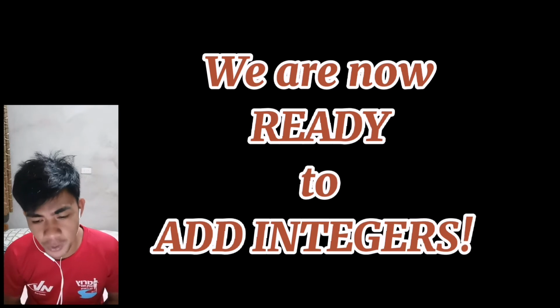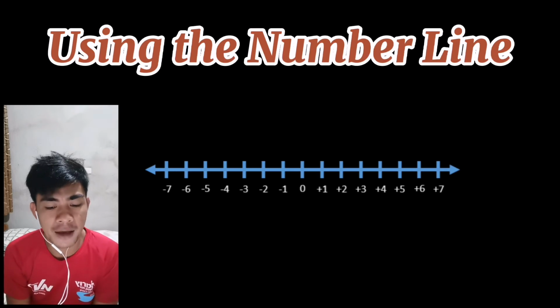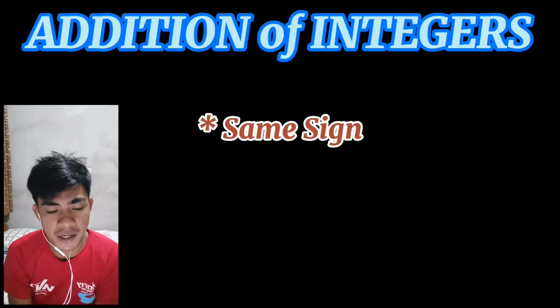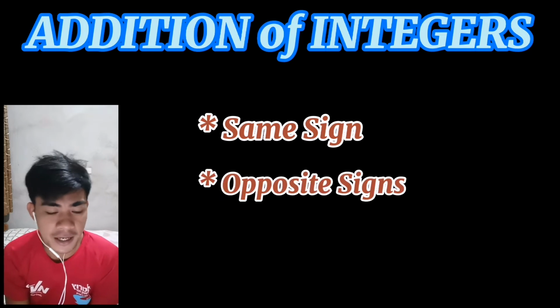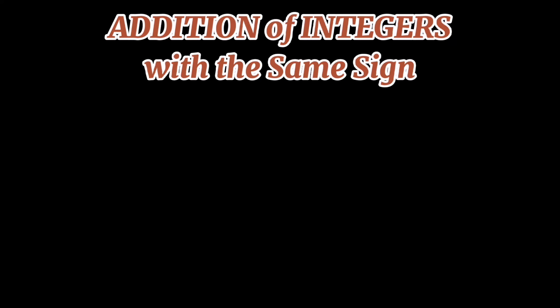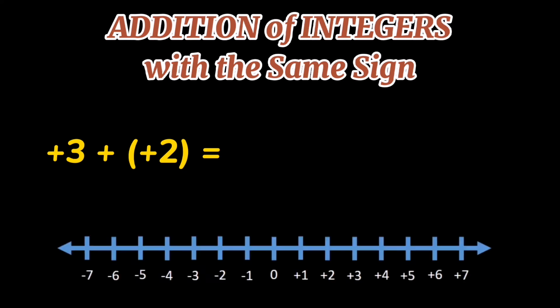Now the most convenient way for me to illustrate addition of integers is using the number line. We will have two sets of problems. First is for addends with the same sign, and the second will be for addends of opposite signs. Let us have first the set of integers with the same sign. Say we have positive 3 plus positive 2. To illustrate this, of course, we start from 0. That's our starting point. And then if it's positive, we move forward or to the right, and if it's negative, we move to the left.